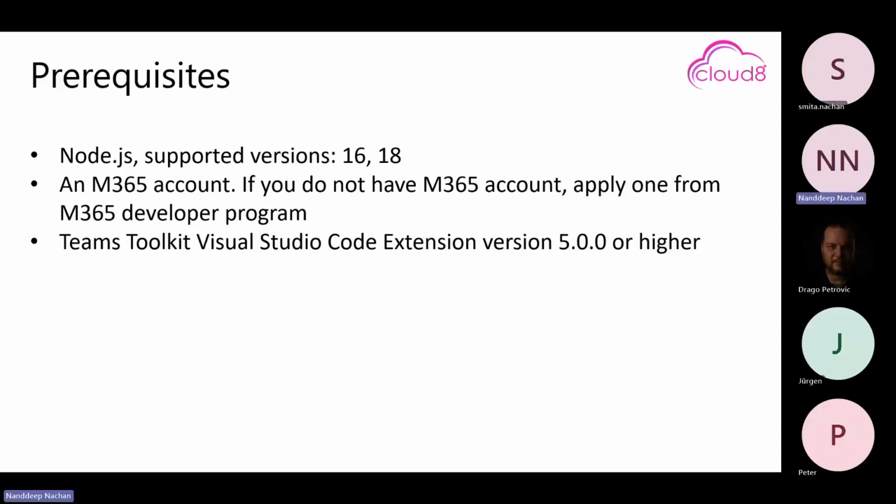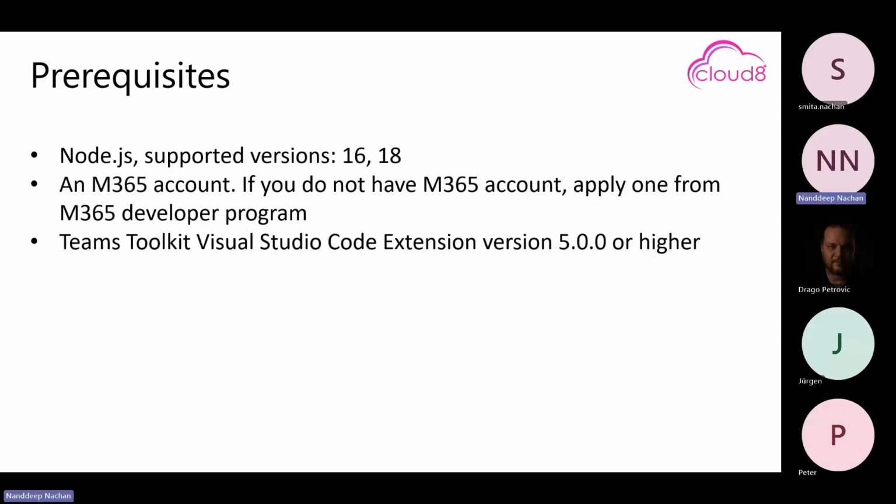All right. So these are the prerequisites that we have got. We will obviously need Node.js to have the support for this. Node.js versions 16 as well as 18 are supported. Obviously, we will need a Microsoft 365 account. If you do not have a Microsoft 365 account, you can apply for one from the Microsoft 365 developer program. And then you will need the Microsoft Teams Toolkit Visual Studio Code extension that we have just seen, with version 5.0.0 or higher.